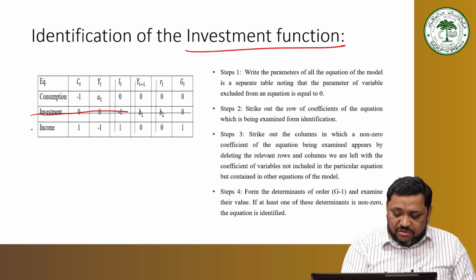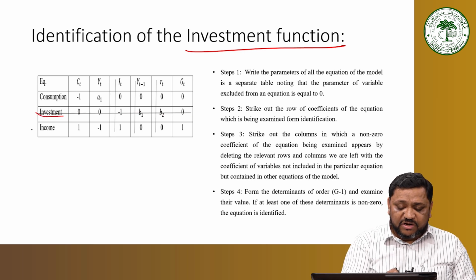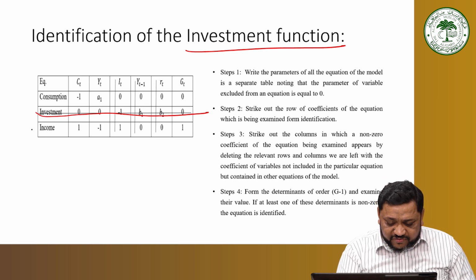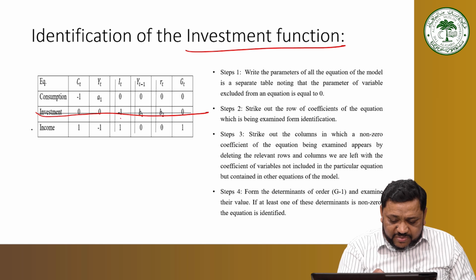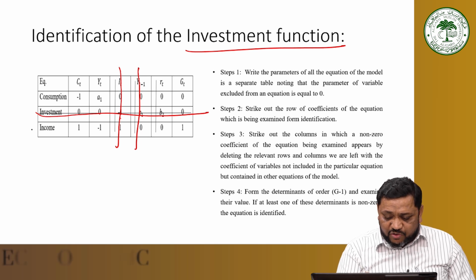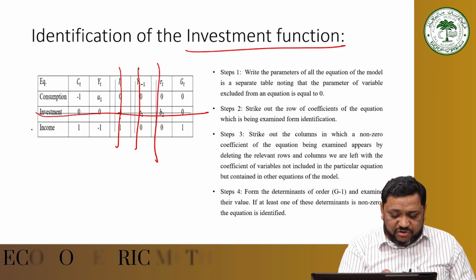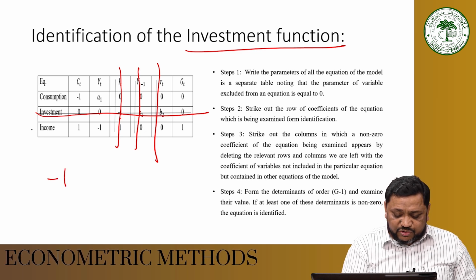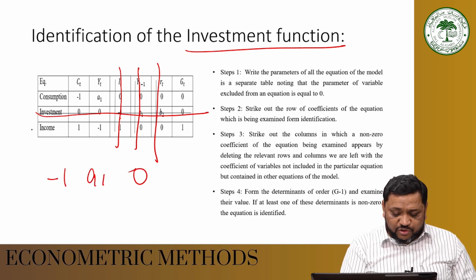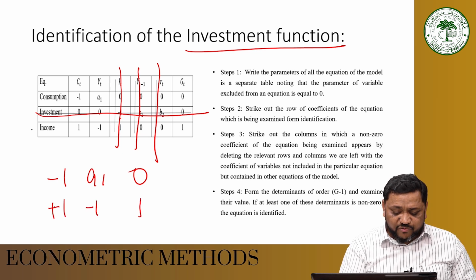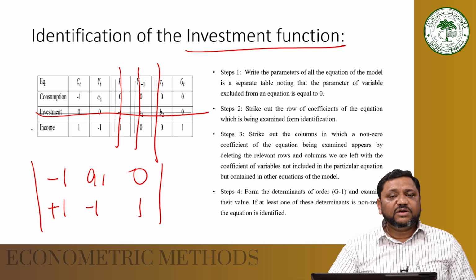First cut, what is left off in the investment function. Then see where in the investment function it is non-zero. So it is minus 1 over here, we cut it. This value b1 is over there, we cut it. And the value b2, we cut it. This is 0, this is 0, this is 0, so no problem. So we are left with a matrix: minus 1, a1, 0, plus 1, minus 1 and 1. This is the matrix we are left with.